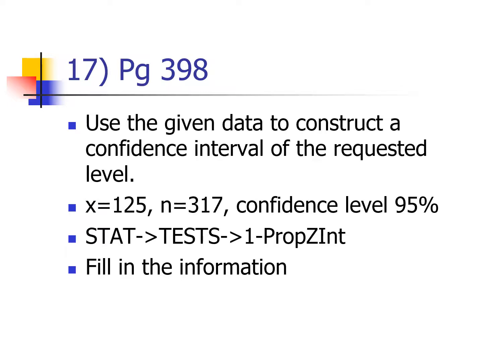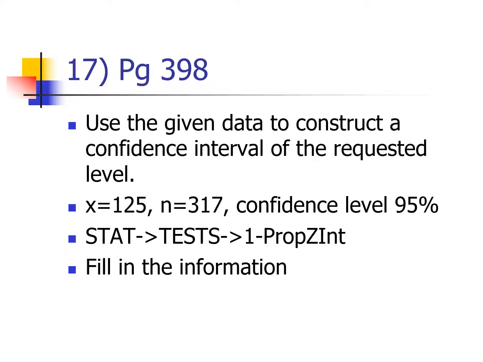So let's make a 95% confidence interval for the percent of all people or all students that have blue eyes. Anytime we're doing a confidence interval for a percentage or proportion of people, it starts off the same. We hit stats, we go to tests, but our third type of confidence interval is 1-PropZInt.